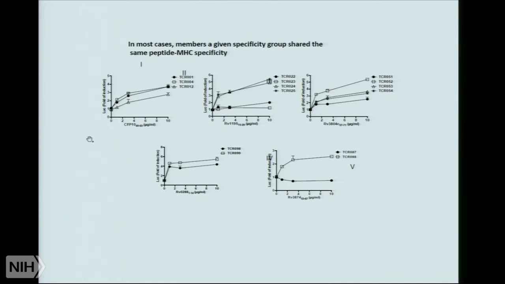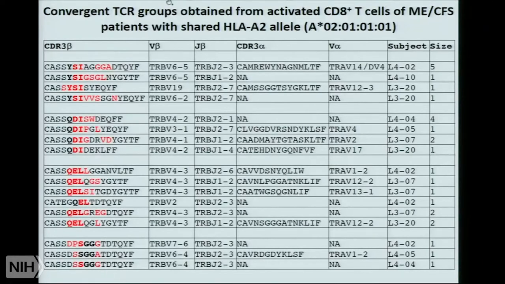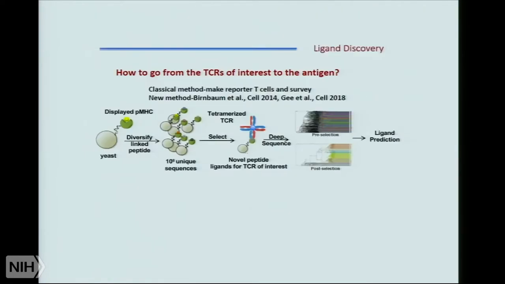So that says the algorithm is actually quite accurate at predicting specificity groups and organizing sequences that are otherwise almost impossible to organize coherently. And so these are some of the groups that have come out now of these patients that share the A2 allele. And this just gives you a flavor for the different specificity groups. And highlighted are the central parts, the motif parts that are shared and what we imagine to be the contact points. And so what do you do now?